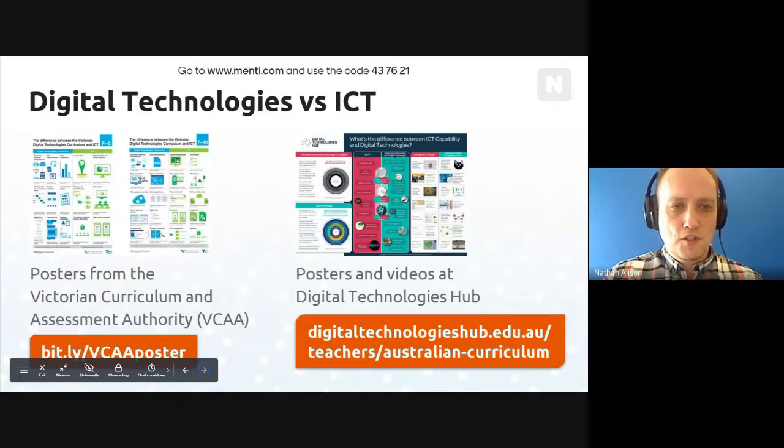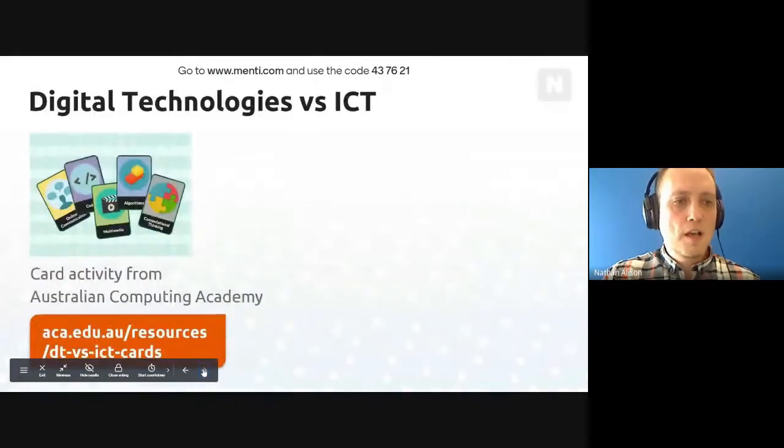For more on this kind of distinction, there's quite a lot of resources out there, and we've got some links there. You don't need to go to these now. They will be in the resources doc. But VCAA have produced these two posters, and there's also a poster produced at the Digital Technologies Hub, which is the Australian curriculum one. And there's also these cards that have been done by the Australian Computing Academy. This is a cool little game you can do, and it's great to do maybe in your staff room with other teachers at your school to really distinguish what are the things that are ICT general capabilities that they should be doing in their own classes, and what are the things that are specific to the digital technologies curriculum.